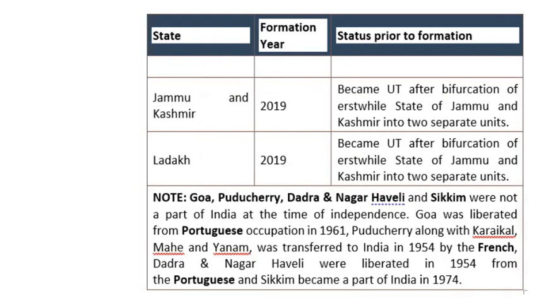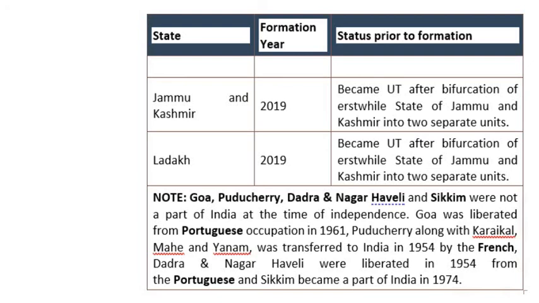Then Jammu and Kashmir, recently in 2019, became a UT after the bifurcation of the erstwhile state of Jammu and Kashmir into two separate units. Also Ladakh, 2019, became a UT after the bifurcation of the state of Jammu and Kashmir into two separate units.